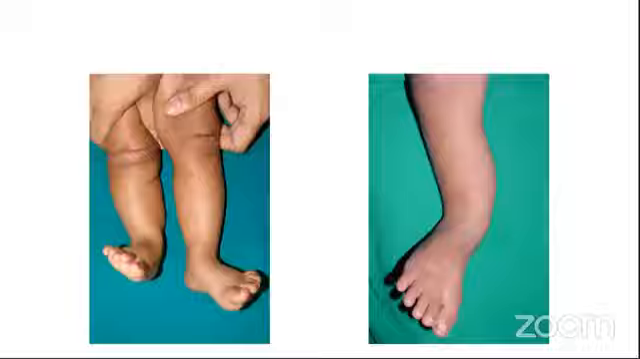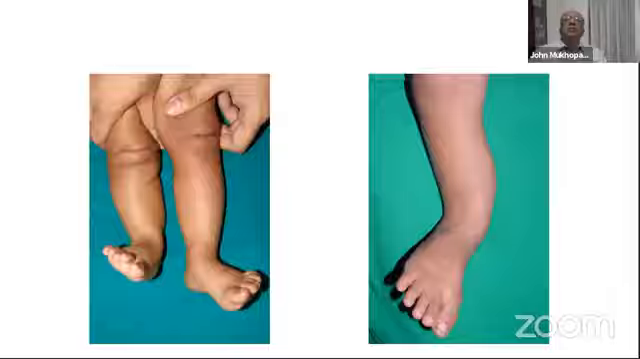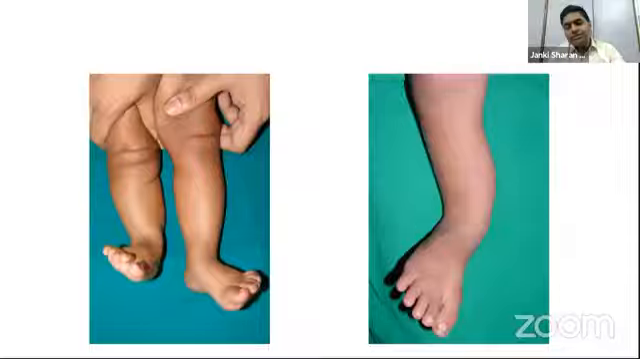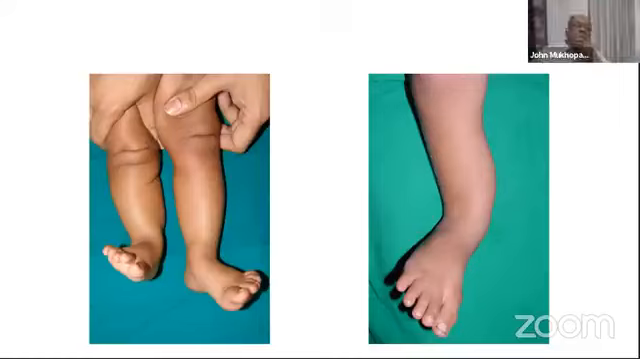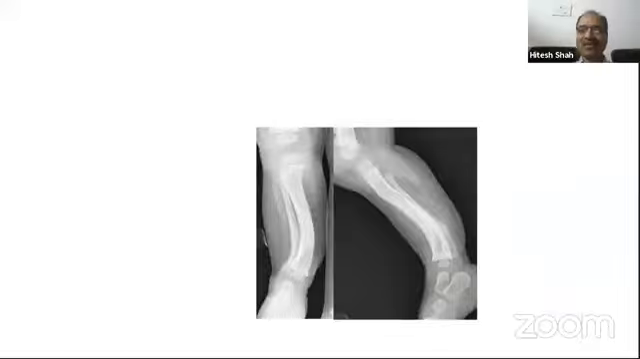So there is bowing of the tibia. Convexity is towards the medial side. Is it just medial or do you think there will be something else to it? On this view, you can't tell for sure. Now this is the X-ray.